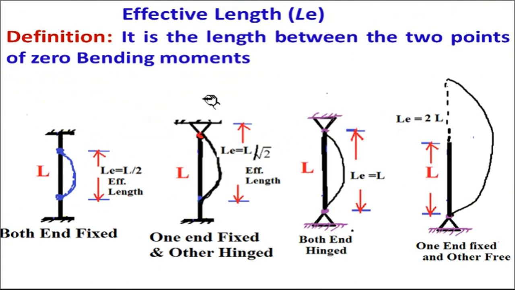Now we have already discussed the effective length and end conditions. It is the length between two points of zero bending moment, or the length between zero curvature points. This is the curved length between the surfaces. So this is called the effective length.